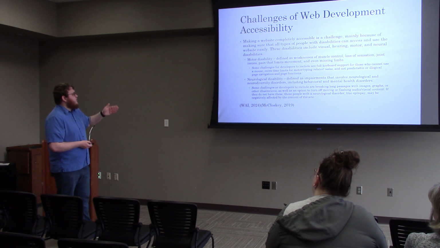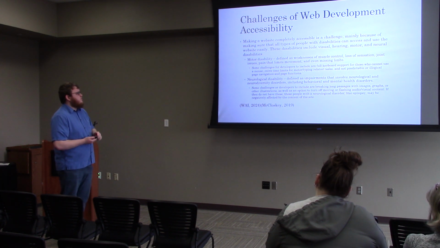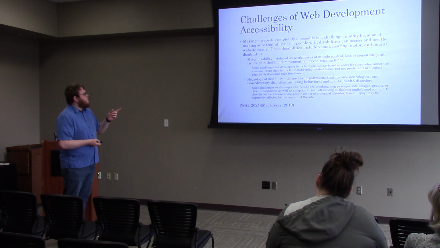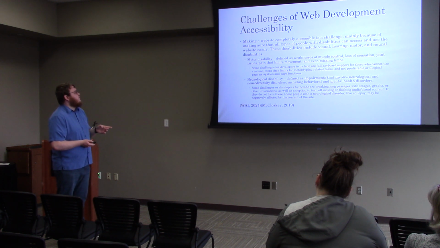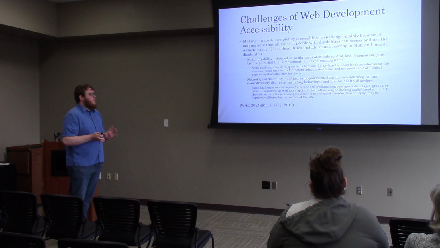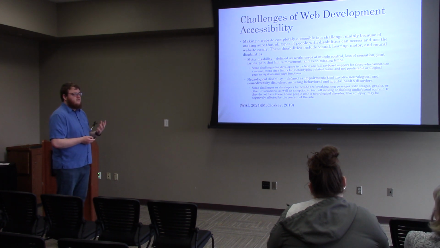And the next is a neurological disability, defined as impairments that involve neurological and neurodiversity disorders, including behavioral and mental health disorders. Some challenges for developers to consider are breaking long passages with images, graphs, or other illustrations, as well as an option to turn off moving or flashing audio-visual content. If they do not have these, those people with a neurological disorder, like epilepsy, may be negatively affected by the content of the site.